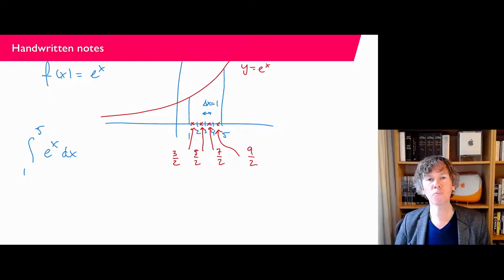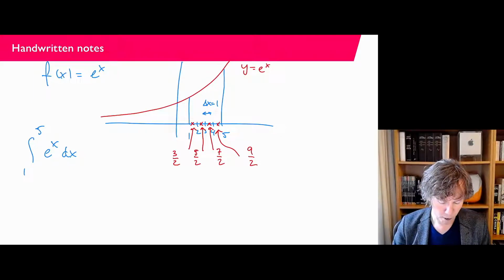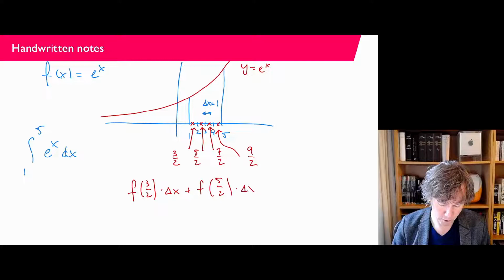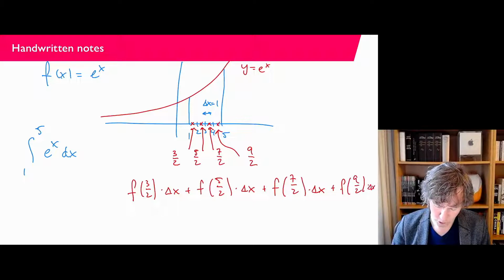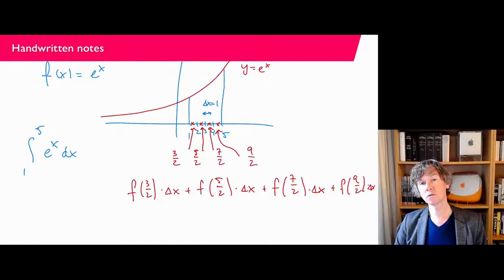So you could approximate the area under the graph here, or the integral if you like, by computing f at 3/2 times delta x plus f at 5/2 times delta x plus f at 7/2 times delta x plus f at 9/2 times delta x. So this number, if you compute it, is an approximation to the integral.